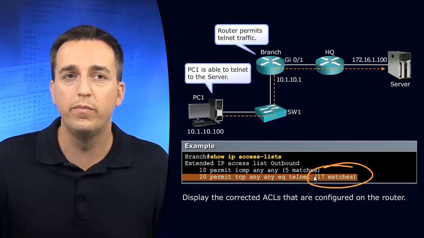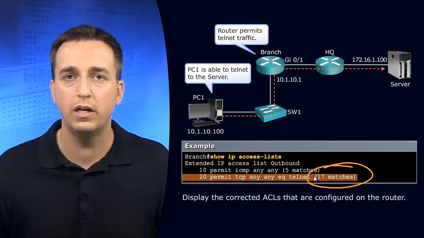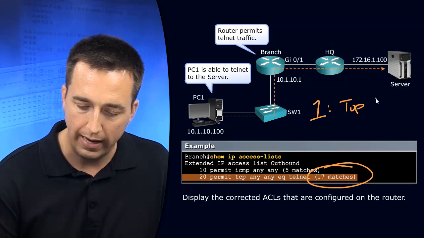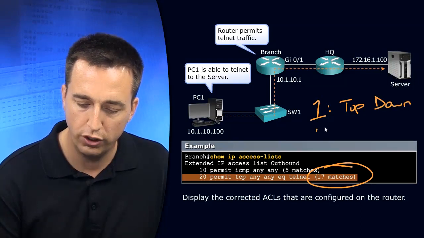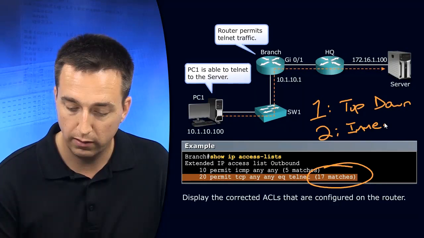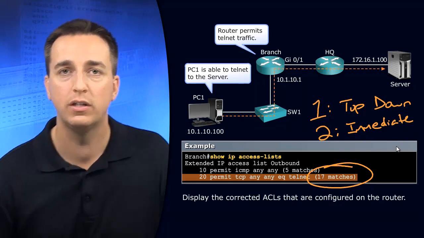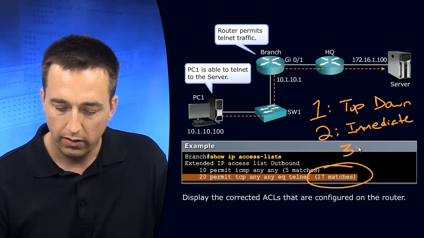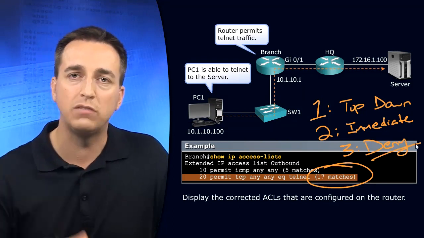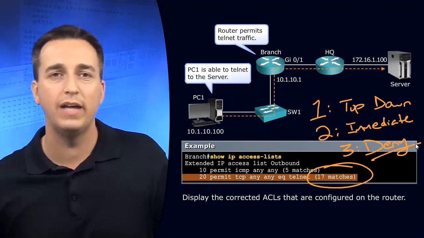to the server. So it's important to be able to read these access control lists and understand, one, we have top-down processing. Two, the immediate execution upon a match. And then lastly, the deny all. Deny at the very end. And that's what was happening in this case. The implicit deny all was catching all of that telnet traffic.